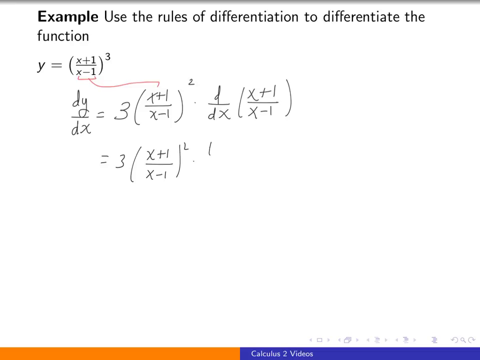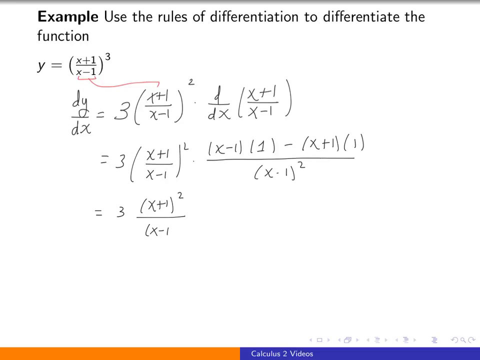The quotient rule tells us low d high. The derivative of that function in the top is 1, minus high d low, the derivative of the function in the bottom is 1, all divided by low squared. And let's go ahead and just simplify this a little bit. So we have 3 times x plus 1 squared over x minus 1 squared multiplied by, let's see here, we have an x minus 1 squared in the bottom. And in the top, note that this 1 distributes through, and then here as well.